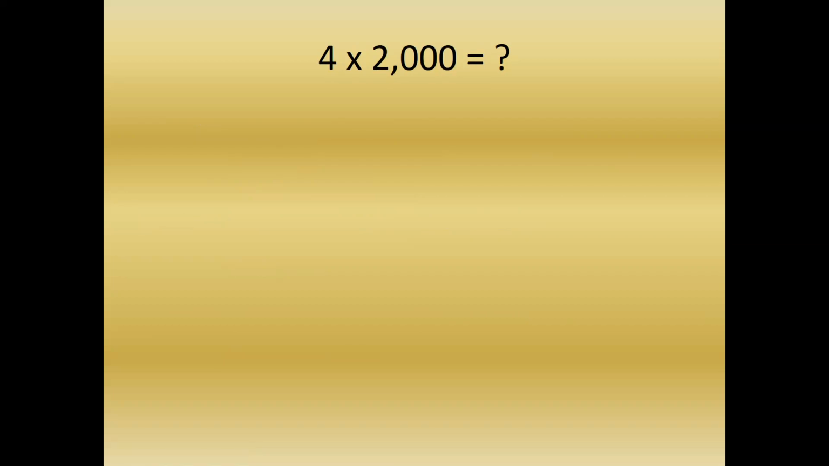So now we have 4 times 2,000. Now that seems like a challenge, but let's break it down into our steps. So you have step number 1, start by taking away the zeros. So how many zeros are there in 2,000? There are 3. So we take all 3 of them away, so it becomes 4 times 2.